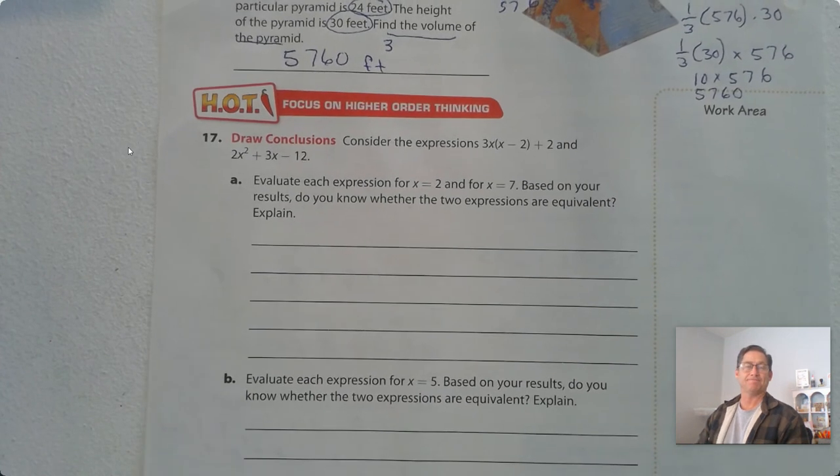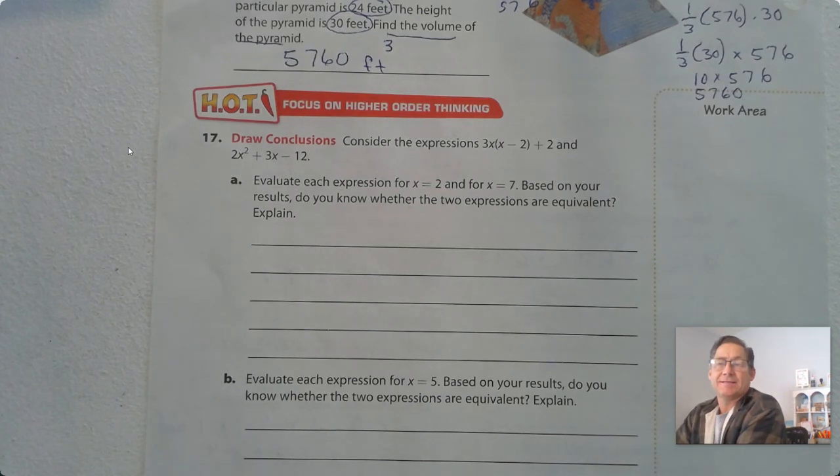Okay, 17. Evaluate the expression. Consider the expressions 3 times x times the difference of x and 2 plus 2, and then 2x squared plus 3x minus 12. And now evaluate each expression for x equals 2 and x equals 7. Based on your results, do you know whether the two expressions are equivalent? And we need to explain.